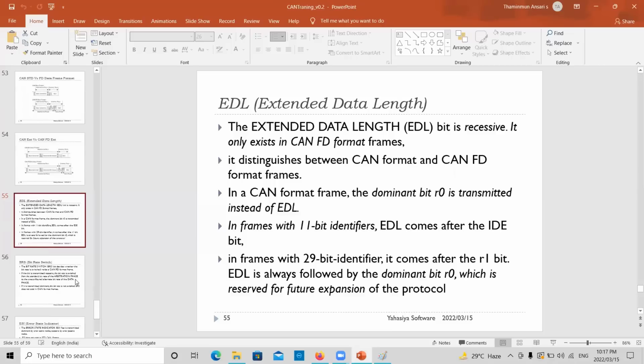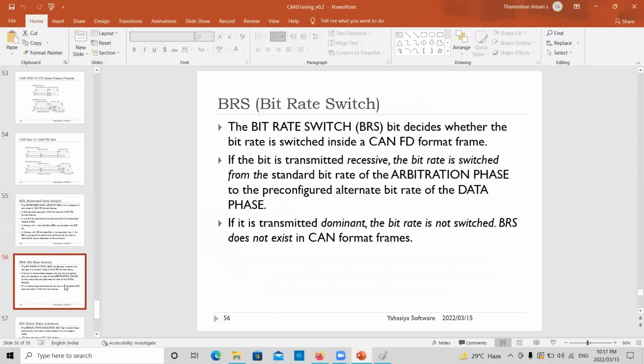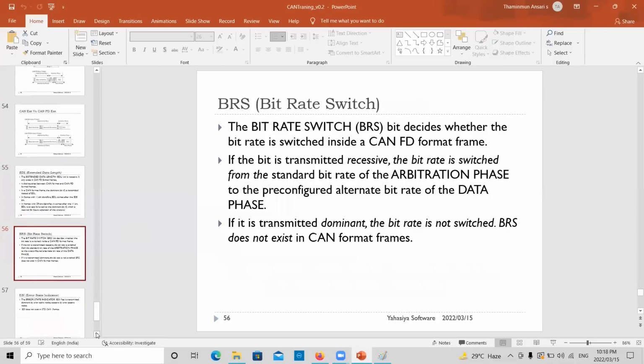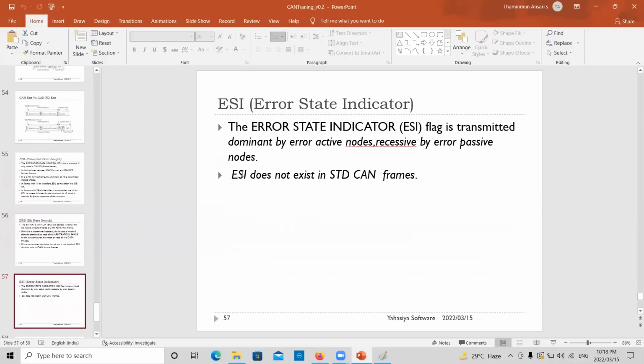The extended data length bit is used to differentiate the standard CAN frame from the FD frame. The baud rate switch bit is to switch to the optional baud rate when we are transmitting the data. The error state indicator is here. See here, ESI: the error state indicator flag is transmitted dominant by error active nodes and recessive by error passive nodes. So when they are error active or passive, they will reflect their states not by an error frame, but by a single bit in the frame. That is the error state indicator that we have to know about.